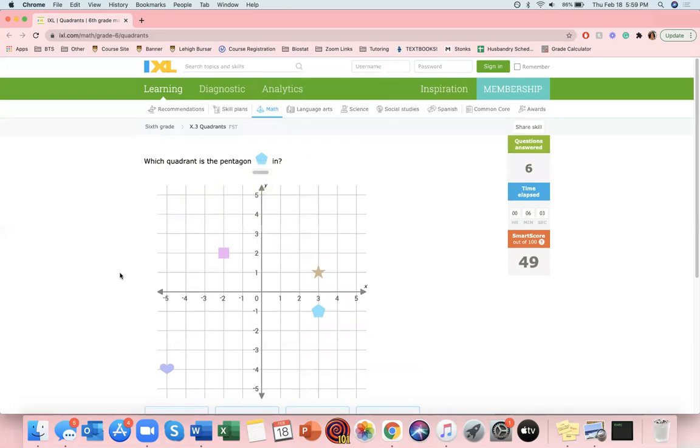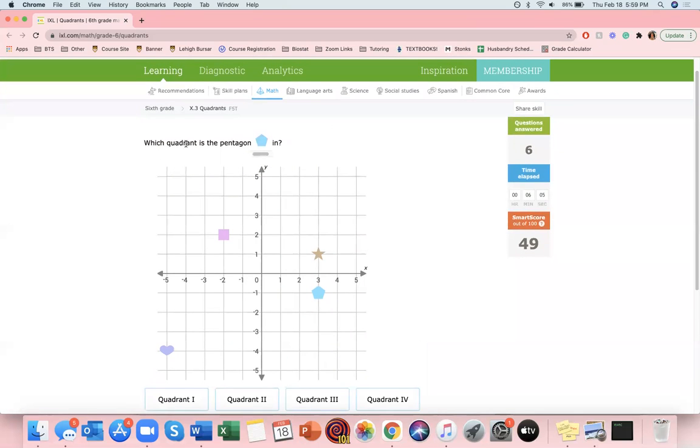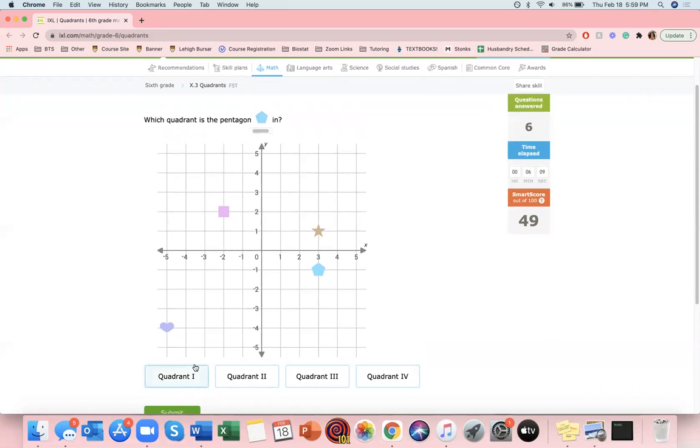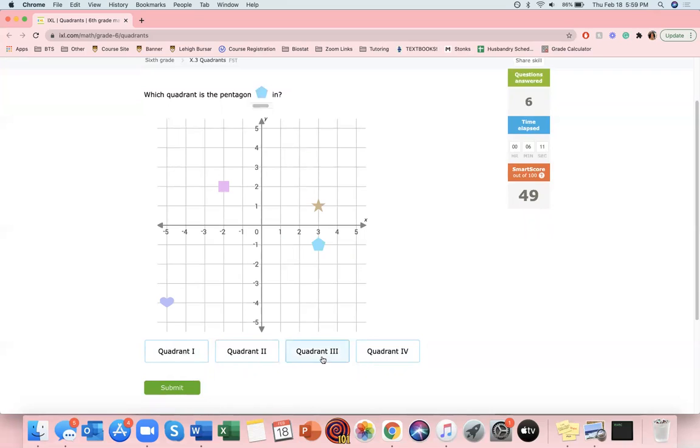And then this will be our final one. So which quadrant is the pentagon in? Would it be in the first quadrant, second quadrant, third, or fourth? So as you can remember, this was the first quadrant, second quadrant, third, and fourth. And this blue pentagon is in the fourth quadrant.